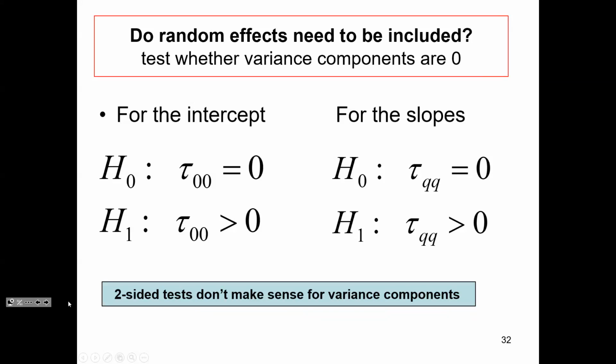I won't belabor this too much. I could wax poetic about it, but I'll try to move through it quickly. It means that the null hypothesis is on the boundary of the parameter space, right? This is not just the same as one-tailed versus two-tailed.